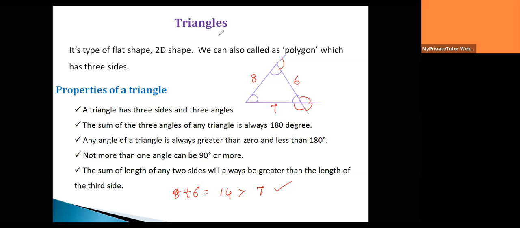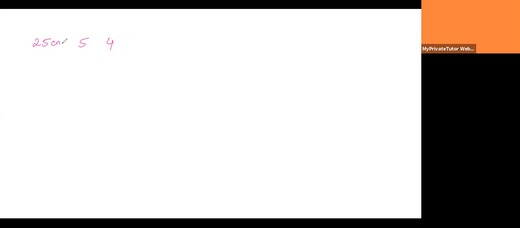Hope you guys are able to follow me. So I will explain what I mean to say. For example, if we have 25, 5, and 4, is it possible to draw a triangle with these lengths? 25 centimeters, 5 centimeters, and 4 centimeters. Is it possible to draw a triangle? Anyone? No. The reason?